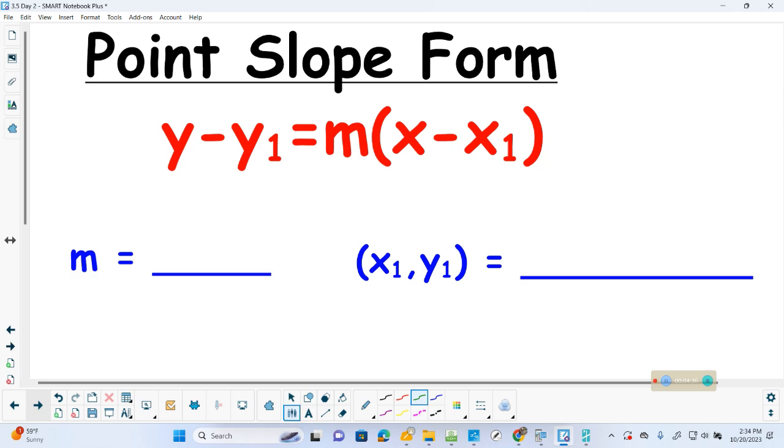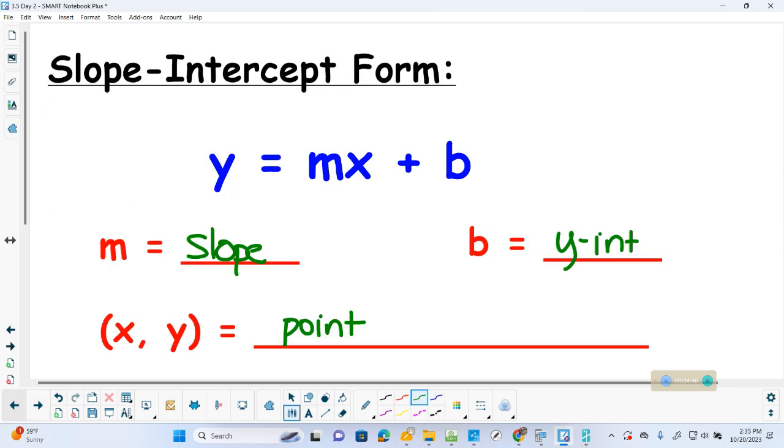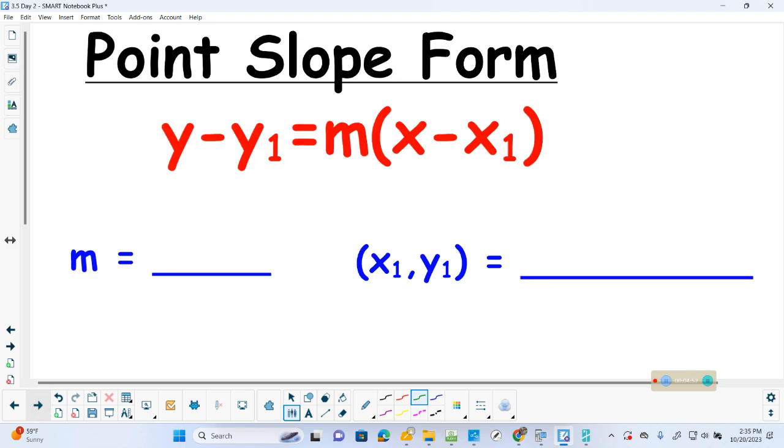If you have just a point and slope, I'm going to use this one. I know it's shocking. If I have slope and a y-intercept, I'm going to use this one. So it just depends on whether you have the y-intercept or not. M is still the slope. That never changes. We can do slope all day. And of course, x1, y1 are the coordinates of the point.